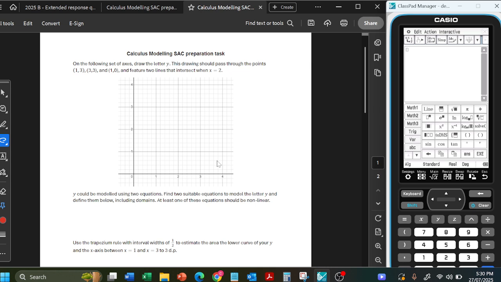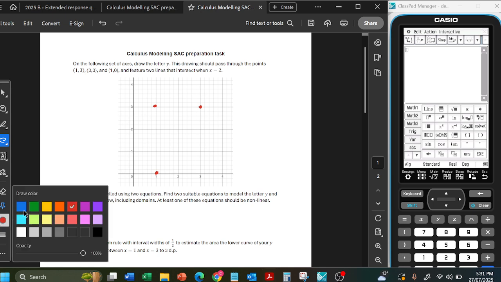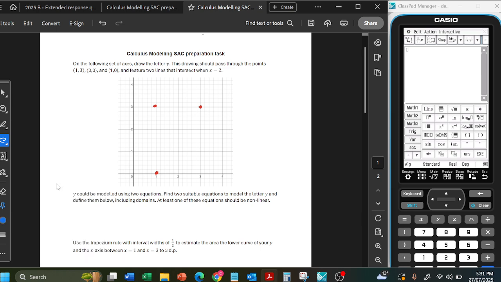So basically, to start off with, we can just read this context. It says we have to draw the letter Y. See the letter Y, it kind of looks like that. It's like a straight line with a curved line coming off of it. We're modeling this line using two equations. It's a bit messy here, but we're drawing two lines that intersect when x equals 0. It's going to pass through the points (1, 3), (3, 3), and (1, 0), which is over here. And the two lines are going to intersect along the axis of x equals 2.